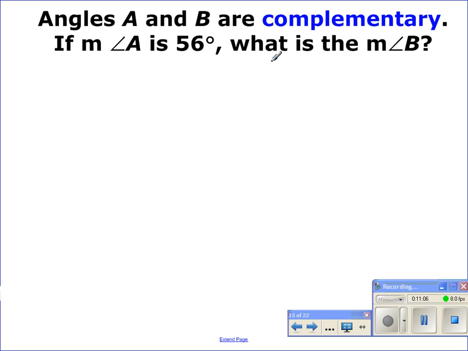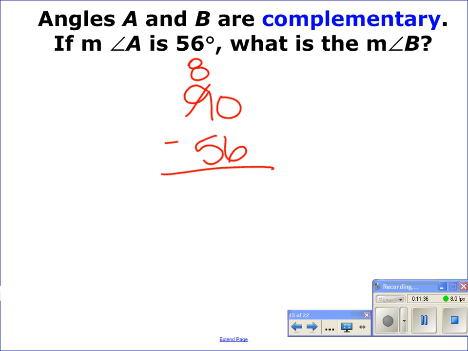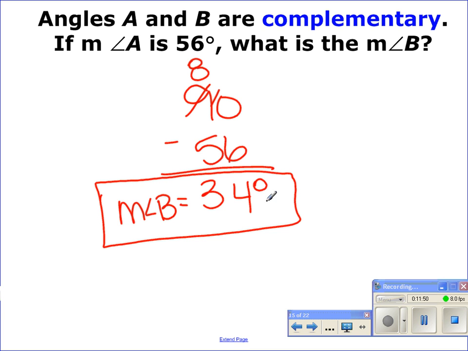Sometimes you may just be given the question. It says angles A and B are complementary. We know that complementary angles add up to 90 degrees. Okay? It says if the measure of angle A is 56 degrees, what is the measure of angle B? We know that complementary angles equal 90 degrees, and the measure of angle A is 56 degrees. So to figure out the missing angle, B, we are going to subtract. 90 minus 56, you got to borrow. 10 minus 6 is 4. 8 minus 5 is 3. So the measure of angle B would equal 34 degrees. Don't forget to put the degree symbol. Okay, you will get points off if you do not have the degree symbol.